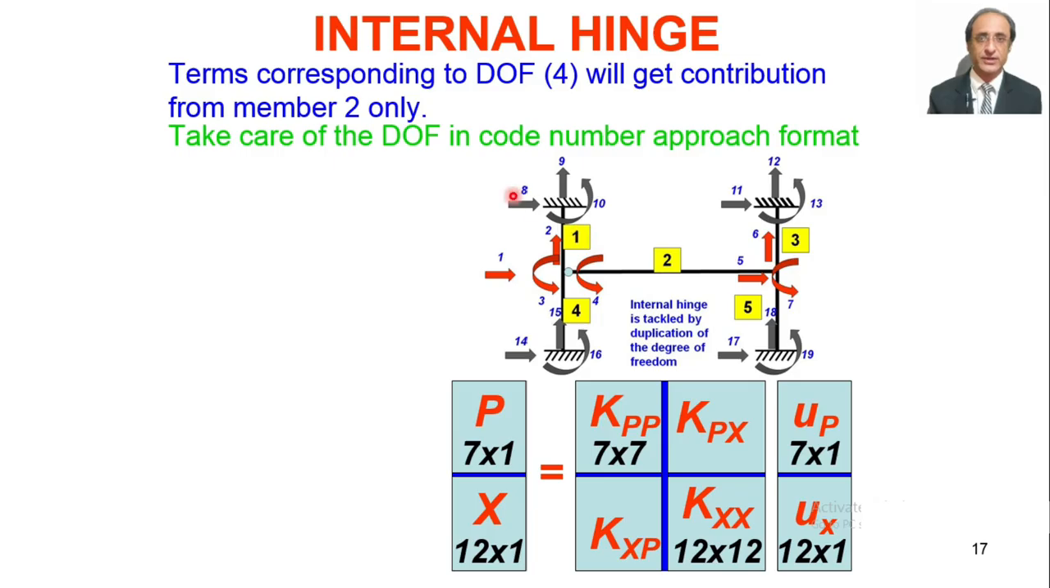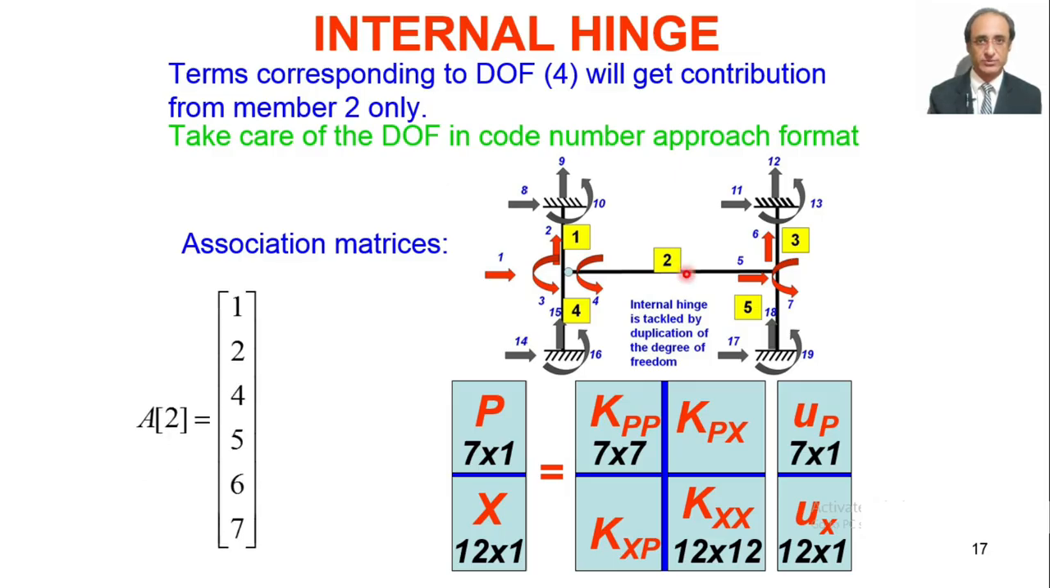So when we form the association matrices, the association matrices should be properly made. So for example, for member number 2, the association matrix would be like this. So note that we have here the number 4, which corresponds to the rotation. Here 1 and 2 correspond to the 2 translations, and 4 corresponds to the rotation.